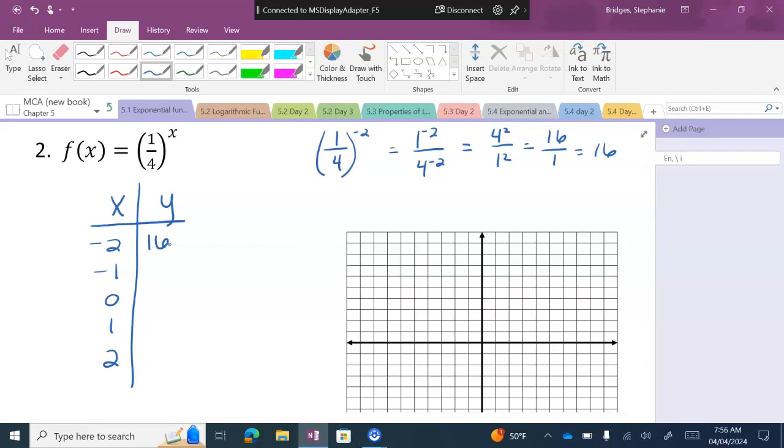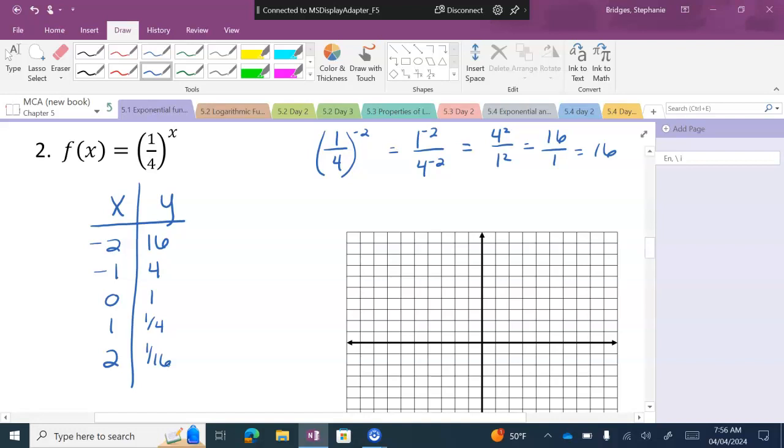What if I raise 1/4 to the -1 power? What does that become? 4. 1/4 to the 0 power is 1. 1/4 to the first power is just 1/4. And 1/4 to the second power is 1/16. So what I want you to do is plot those points. You can leave that -2 and 16 off because obviously it doesn't fit on our graph. So start with the -1 and the 4. Plot your points.